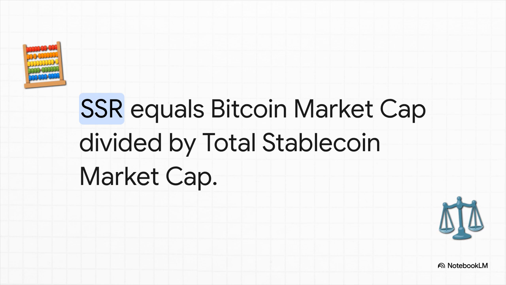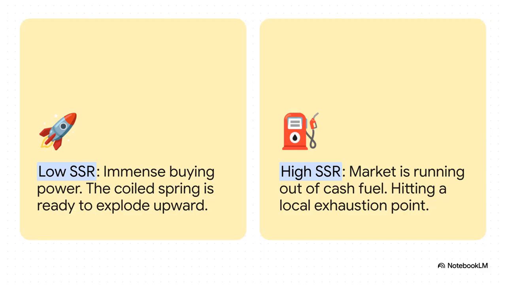The SSR is calculated simply by dividing the Bitcoin market cap by the total stablecoin market cap. Boom, that's it. But what this little formula actually measures is the exact balance of power between Bitcoin and the digital dollars just waiting on the sidelines to buy it. And this brilliantly illustrates the 2 main states of the market.